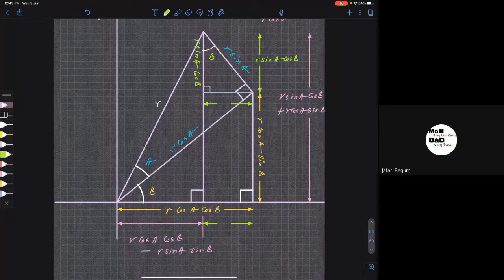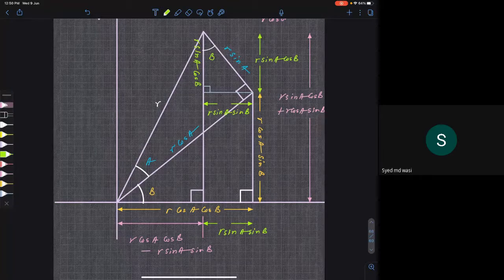So this green side is what? R sin A sin B. तो ये green वाला side क्या है? R sin A sin B. तो येलो साइड से अगर ग्रीन साइड निकाल लिया तो पिंक साइड आएगा. Do you agree? Yes sir. So it is R cos A cos B minus R sin A sin B. Any problem? No. Yes sir. Okay, clear?